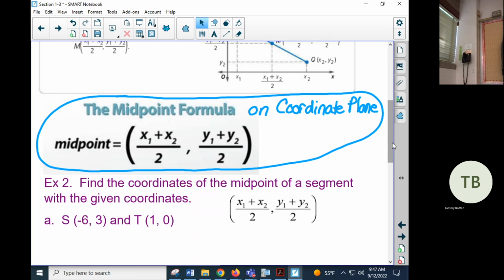Say on the day of the quiz, you forgot your notes, the midpoint formula on a coordinate plane is up on that top row, fourth one in. But just try to keep that note packet in your notebook, and then on the day of the quiz, you'll be able to use that on the quiz.